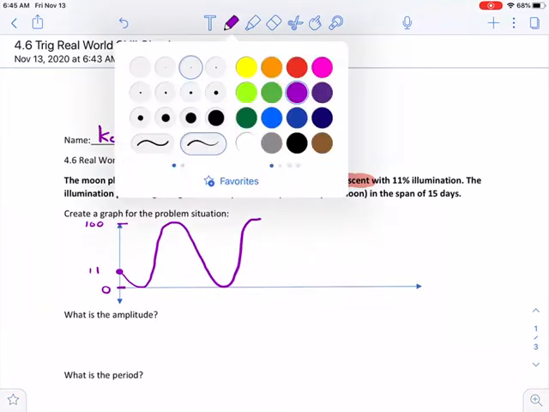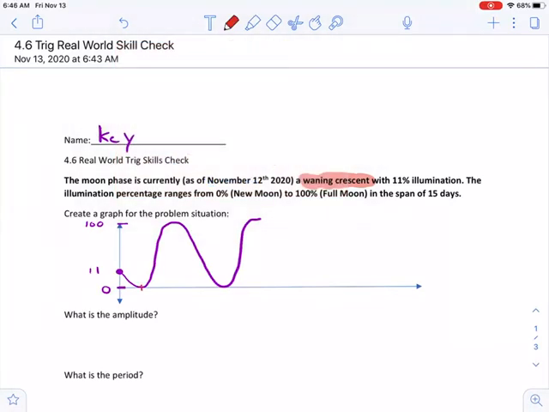The other portion that we'll need for our equation is this distance, okay, which would be our period. And what I know currently is that halfway is going to be 15 days. So we're doing this in the span of 15 days, ranging from new moon, which is 0% illumination, to 100% illumination, being a full moon. So that takes 15 days. So our full period then is going to be 30 days. That question does exist down here, so I'll just say, okay, that's 30 days.